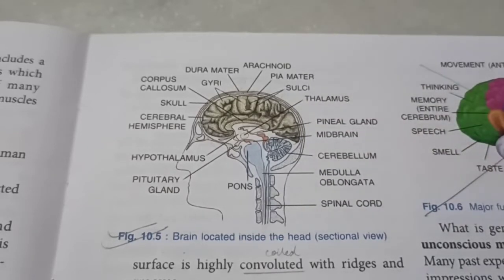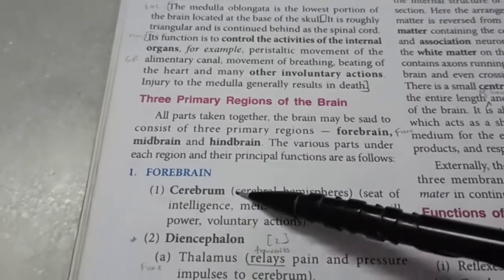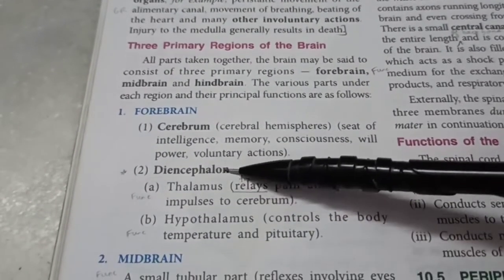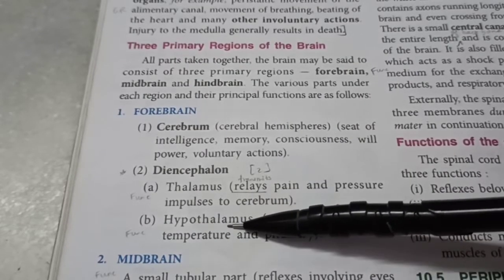Now, there's another way to classify the brain. There are three primary regions. The forebrain, which has the cerebrum and the diencephalon. The diencephalon has the thalamus and the hypothalamus. We saw the hypothalamus just above the pituitary gland.